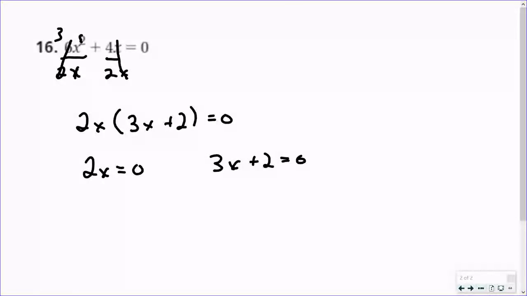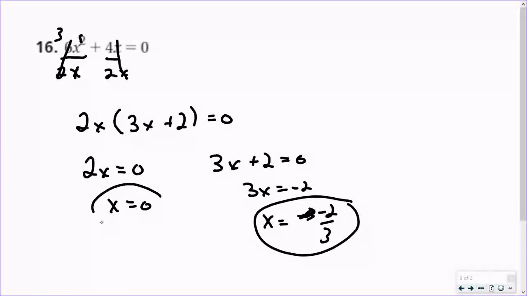And now divide both sides by 2, well, I still get 0. This one, same thing as last. I'm going to subtract the 2 and divide by 3, sorry. So those are my answers there. Okay, so I think that's what you needed.